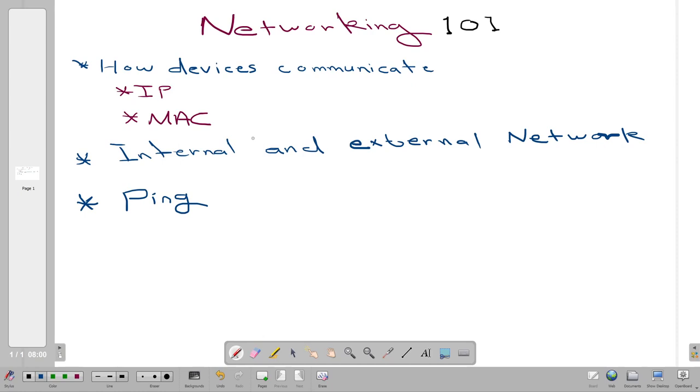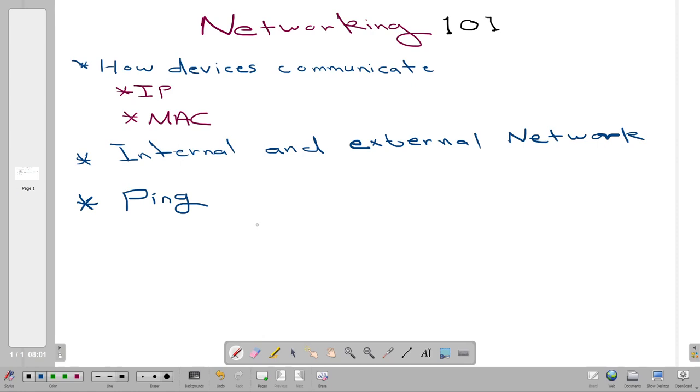Previously, there was a room called Introductory to Networking. It talked about the OSI model and this kind of stuff. If you are just getting started, this is the very beginning, and then you will go to the OSI model and other internet protocols. For now, we will talk about the very basics. First, how devices communicate, then we will go over the difference between internal and external networks, and lastly we will go over the ping command.